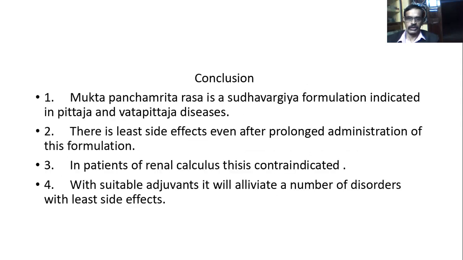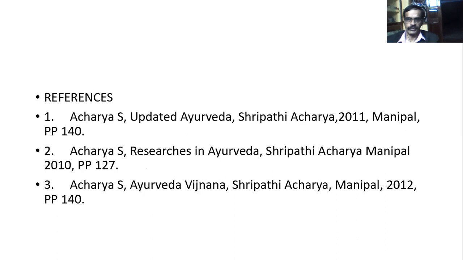Coming to conclusion, Mukta Panchamrita Rasa is a Sudha Vargiya formulation indicated in Pitta and Vata Pitta disorders. There are least adverse drug reactions even after prolonged treatment with this formulation. However, in patients of renal calculus, this is contraindicated. With suitable adjuvants, it will alleviate a number of disorders with the least adverse drug reactions. So in a nutshell, Mukta Panchamrita Rasa is a Sudha Vargiya formulation which is useful in Vataja and Vata Pitta disorders. And it should not be given in renal calculus, especially oxalate stones. Otherwise, it has least side effects.